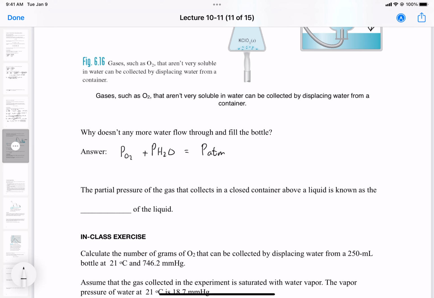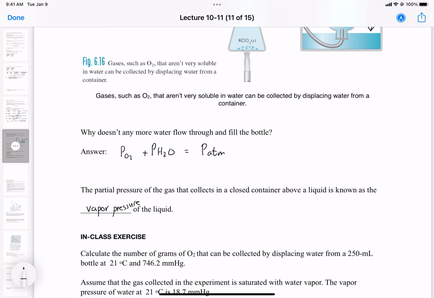So we determined that the water doesn't flow through because the pressure of the oxygen in the water above the solution is the same as the pressure of the outside atmosphere pushing on the water, so the water level doesn't change. We can actually describe this. The pressure that collects above a liquid has a special name. This is called the vapor pressure. So this is called the vapor pressure of the liquid.